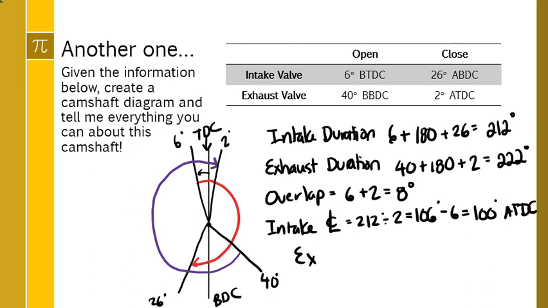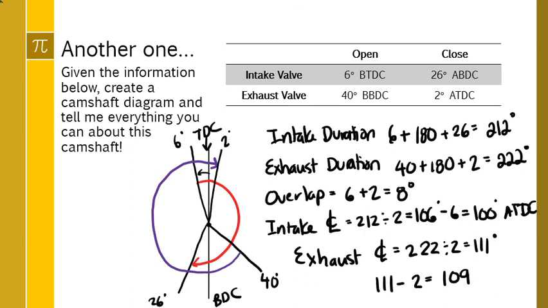Our exhaust center line is 222 divided by 2 equals 111 degrees. And we're going to take 111 degrees and we are going to subtract the 2 to pull it back and put it relative to top dead center, which is going to give me 109 degrees before top dead center. That's it, that's all.